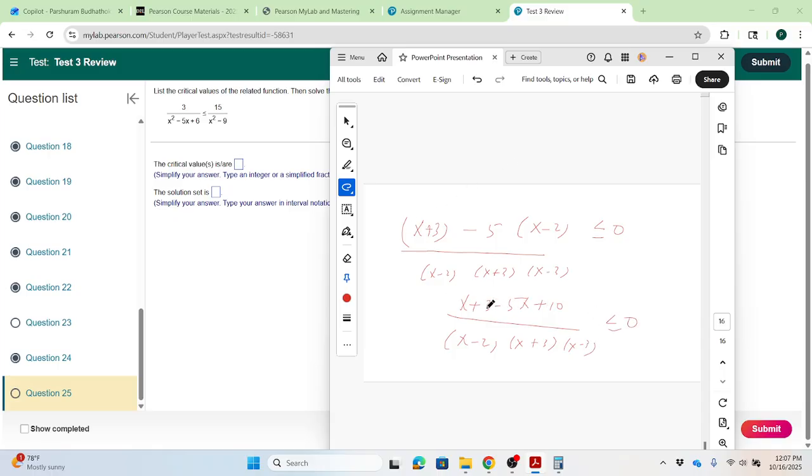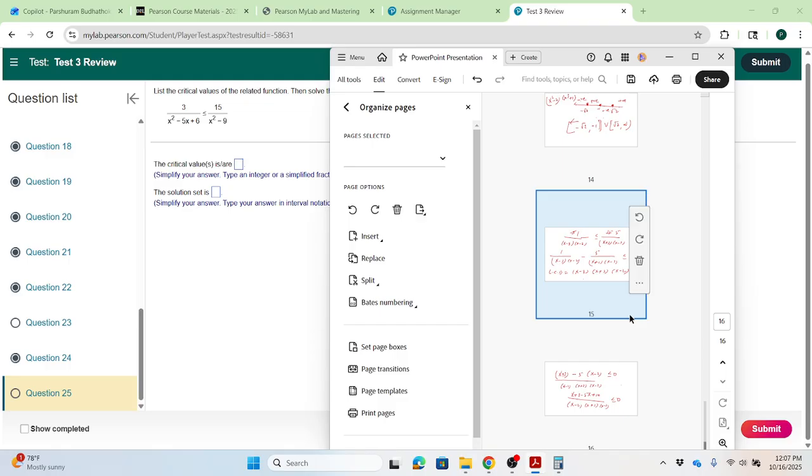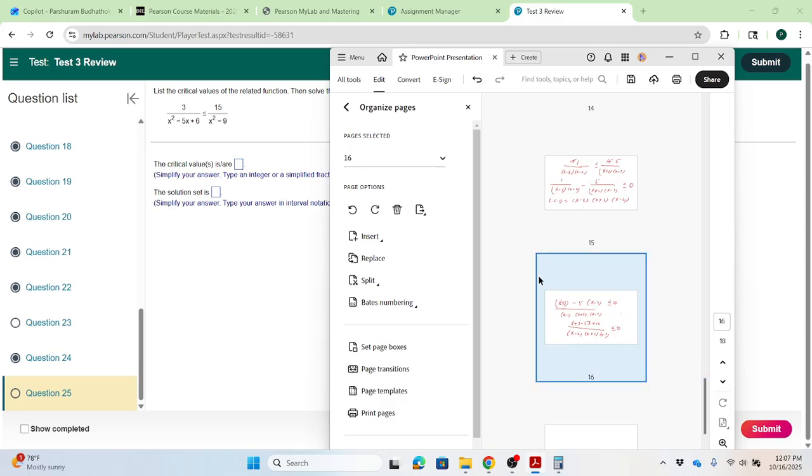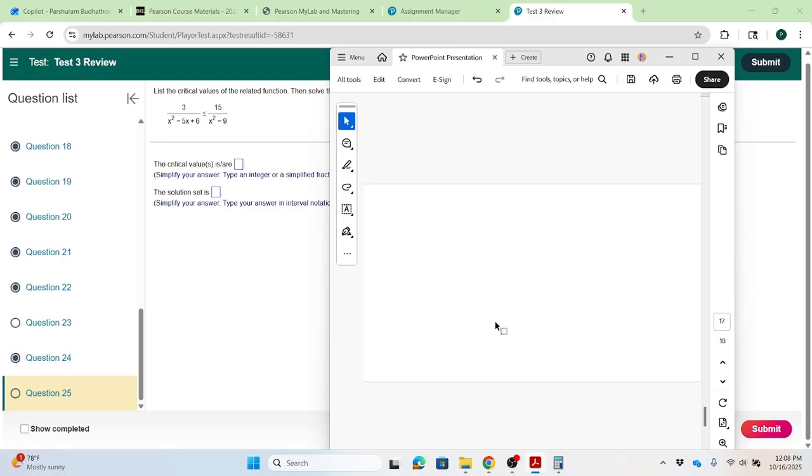If you do the simplification on the top, it would be negative 4x plus 13. So from the top one, it's negative 4x plus 13. On the bottom one, it's x minus 2, x plus 3, x minus 3, and we want to find out where it's negative. So from here, we can find the critical points by finding the zeros on the top, which is negative 4x plus 13 equals 0.